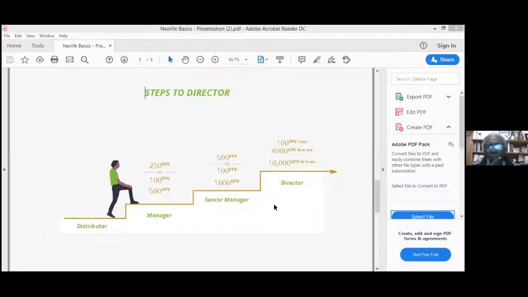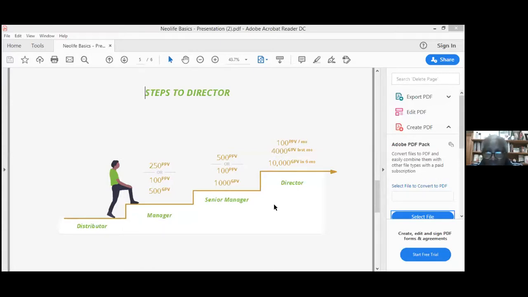Okay. These are the steps. If you are new in the business, you start as a distributor. The next step is for you to become a manager. How do you become a manager? You become a manager in 2 ways. Either you do 250 personal PV, or you do 100 PV yourself and your group will do 500 PV. You become a manager.